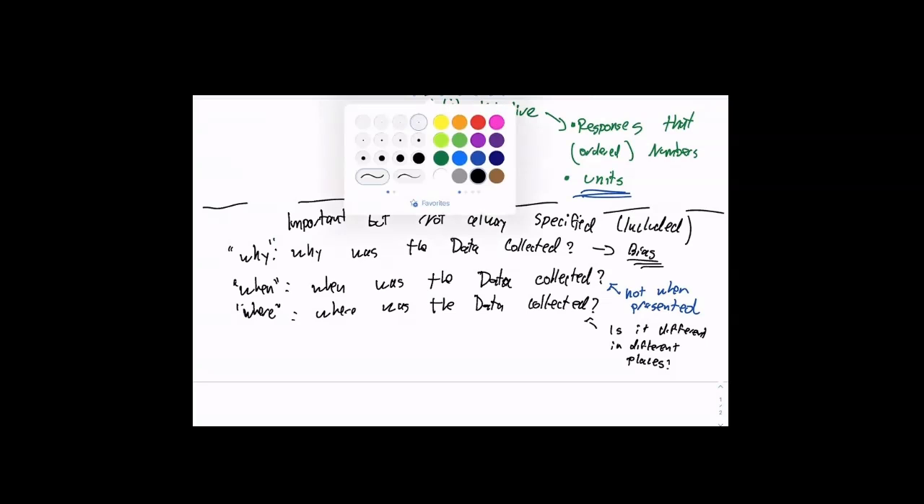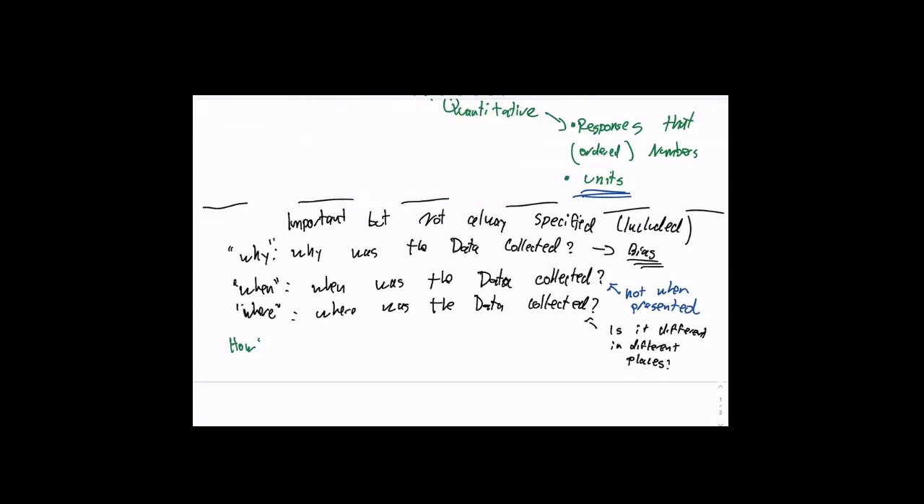And finally, the hardest one that we'll spend even a lot more time on is how. And this has its own unit. So you really won't know how. The hows won't always apply, but how were the who selected, and how was the what collected.